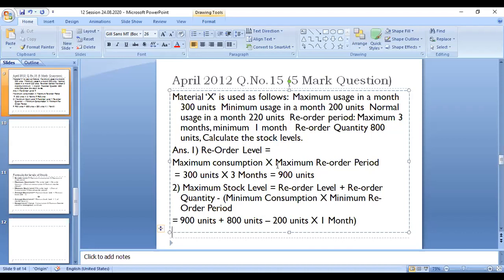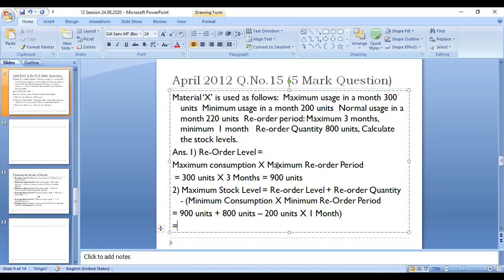So now we are putting in the answer. 200, 600 plus 900. That means 1500 units is the answer for the maximum stock level. 1500 is the maximum stock level. So the first answer is calculated.